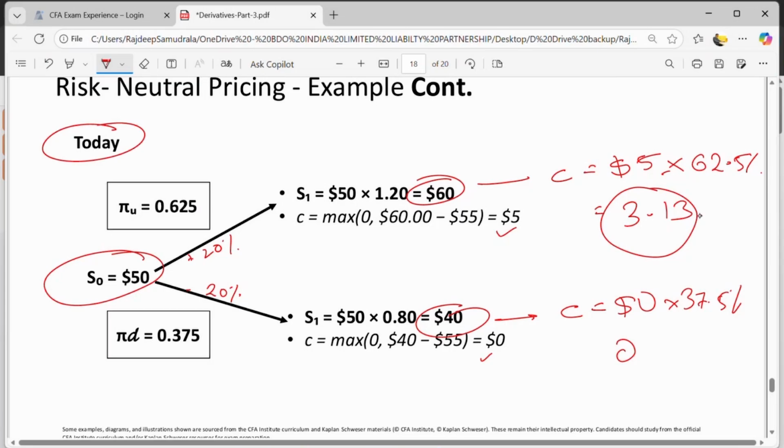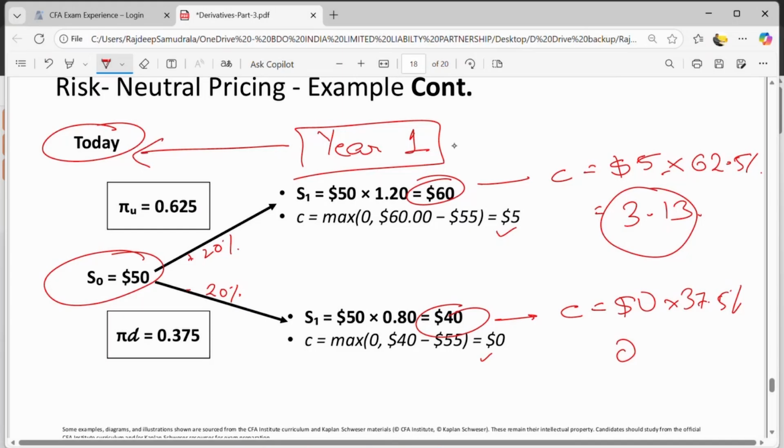Now they ask you the value today. Is it the value today? No. This is a value in year 1, right or wrong? Correct? मुझे चाहिए आज का value. So क्या करूंगा मैं? Answer? Discount at the risk-free rate. Very good.